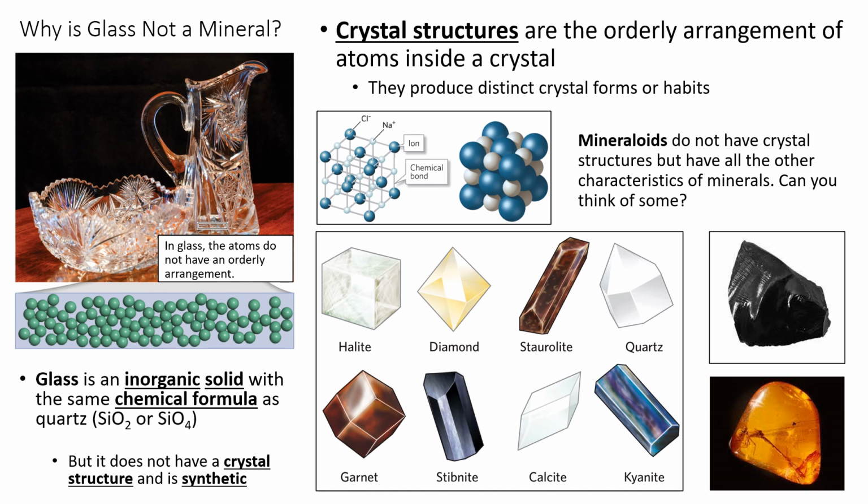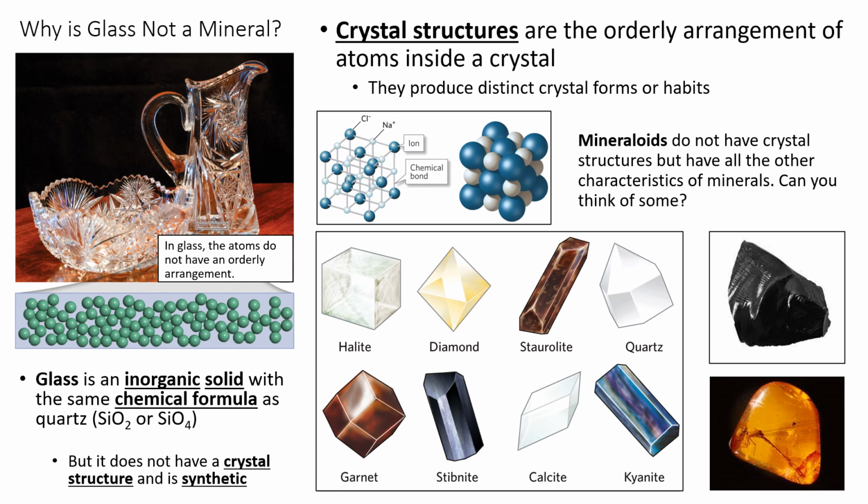So, as mentioned before, crystal structures produce distinct crystal forms or habits. And also, mineraloids do not have crystal structures, but have all the other characteristics of minerals. So I would ask you if you can think of some mineraloids. The two photos on the bottom right are mineraloids.